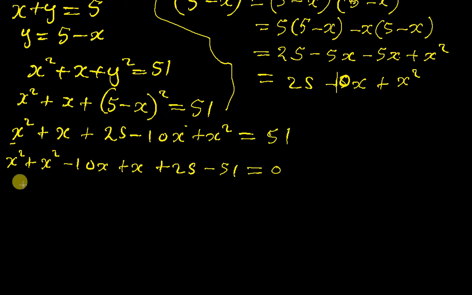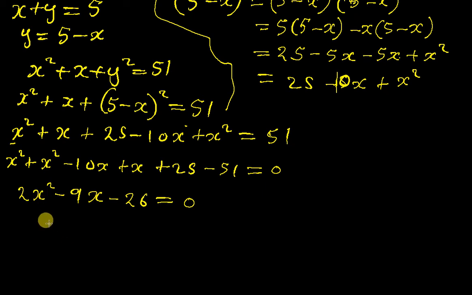So x squared plus x squared gives us 2x squared. Then negative 10x plus x gives us negative 9x. Then 25 minus 51 gives us negative 26. So we have this being equal to 0. Now we solve this quadratic equation, not simultaneously, but using any method that is used to solve quadratic equations.